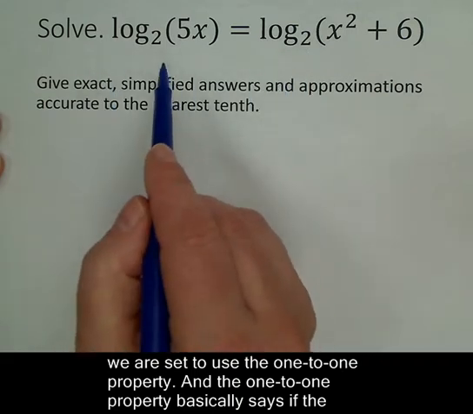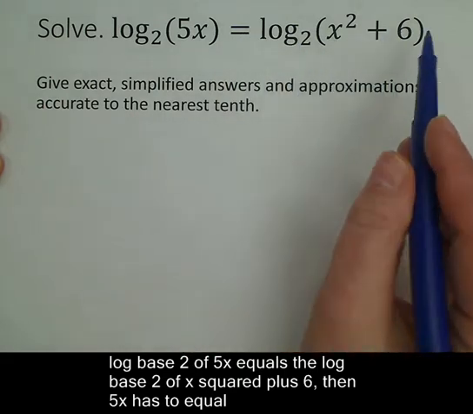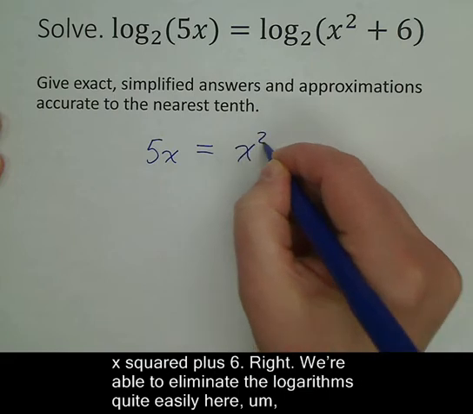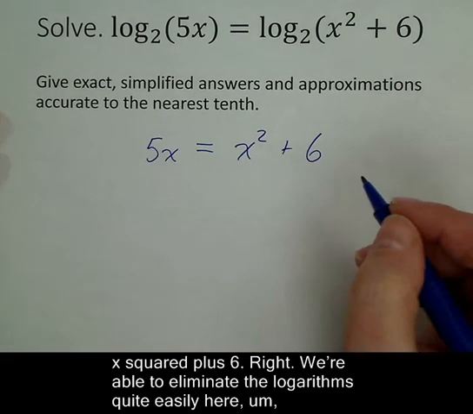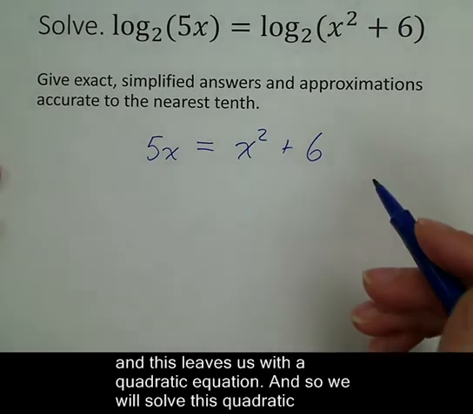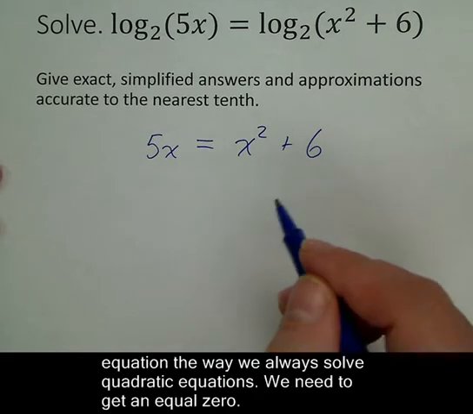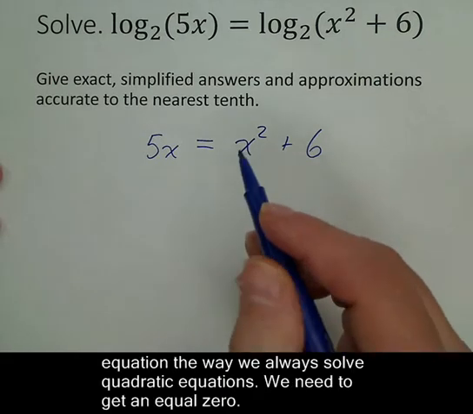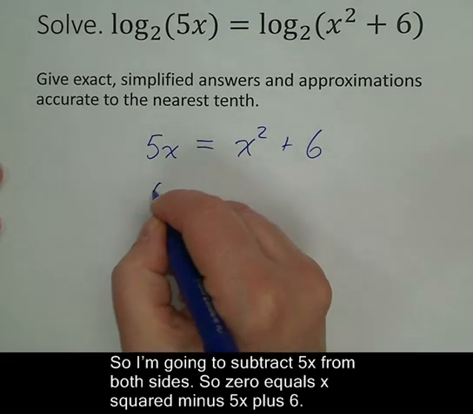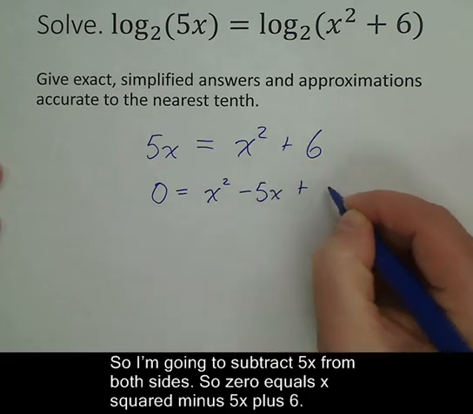And the one-to-one property basically says if the log base 2 of 5x equals the log base 2 of x squared plus 6, then 5x has to equal x squared plus 6. Right? We're able to eliminate the logarithms quite easily here. And this leaves us with a quadratic equation. And so we will solve this quadratic equation the way we always solve quadratic equations. We need to get an equals 0. So I'm going to subtract 5x from both sides. So 0 equals x squared minus 5x plus 6.